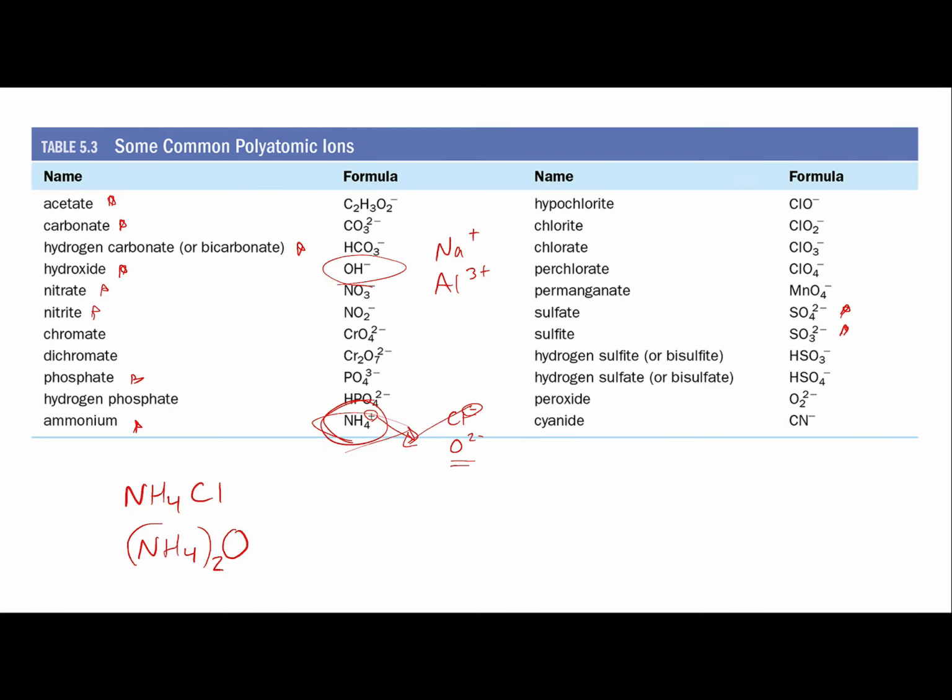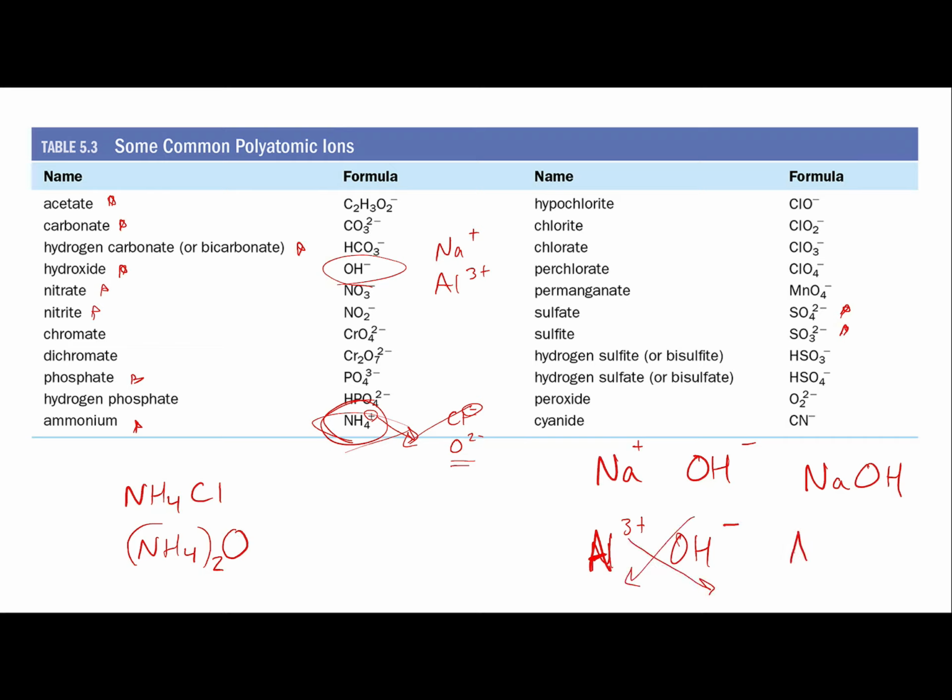Okay, so we would write Na, we would write OH, we'd start with their charges, and then we'd crisscross. They're both ones, so this would become NaOH. For the second one, we're going to go aluminum 3 plus, OH minus. Now, we're going to bring a 3 down here, and we're going to bring a 1 over here.